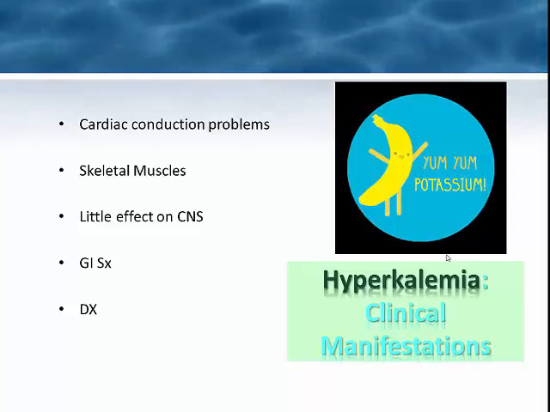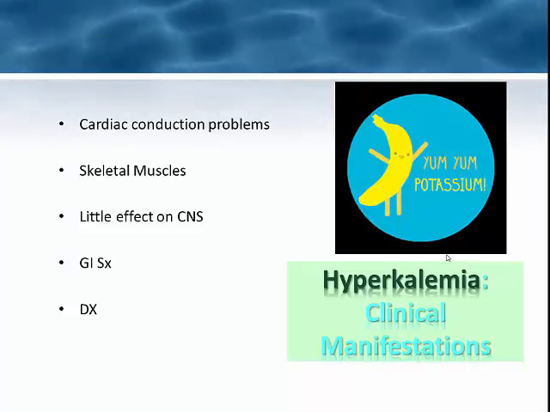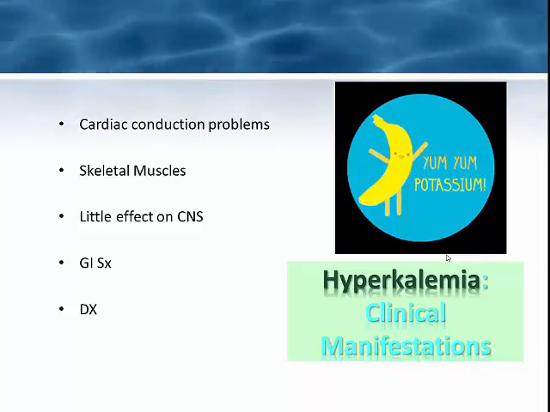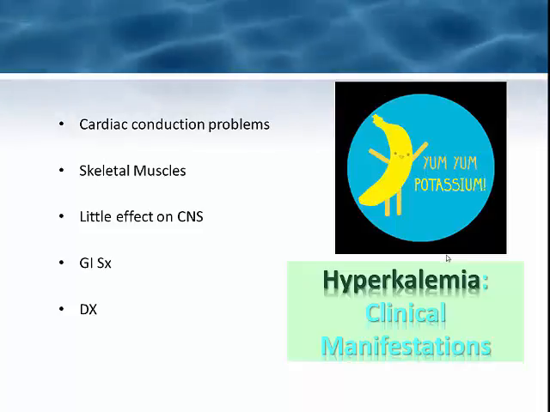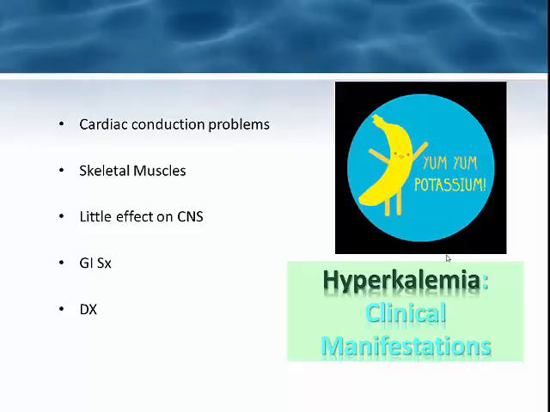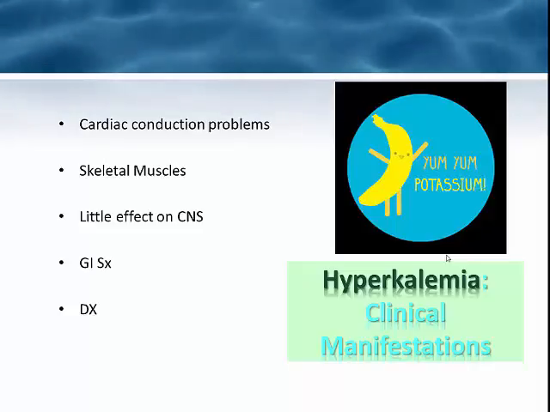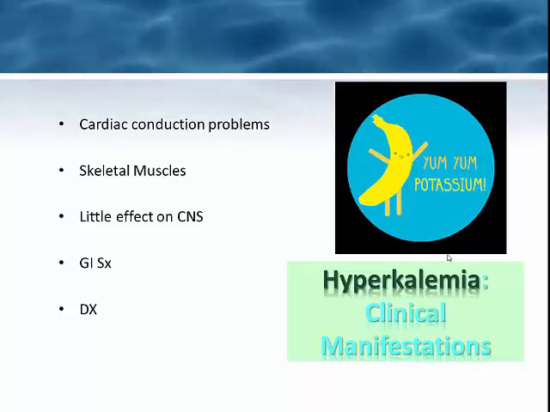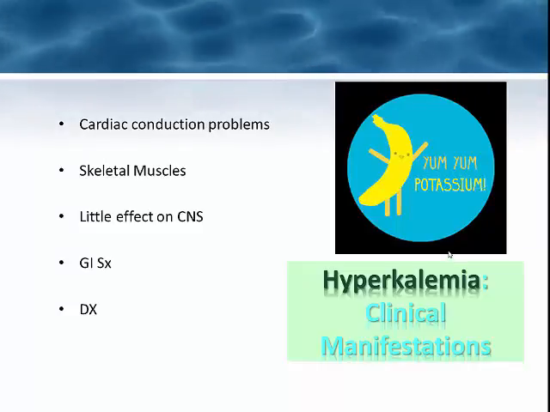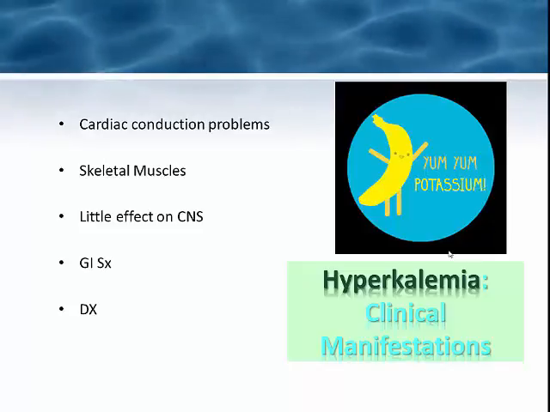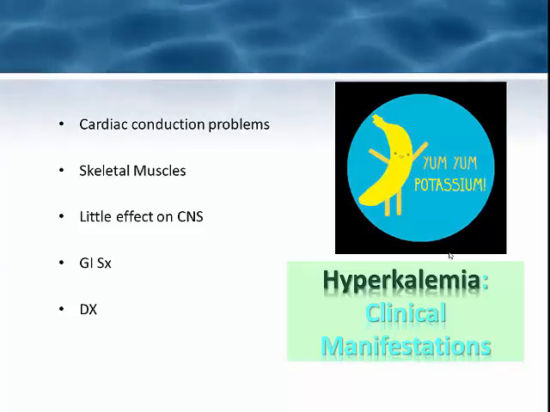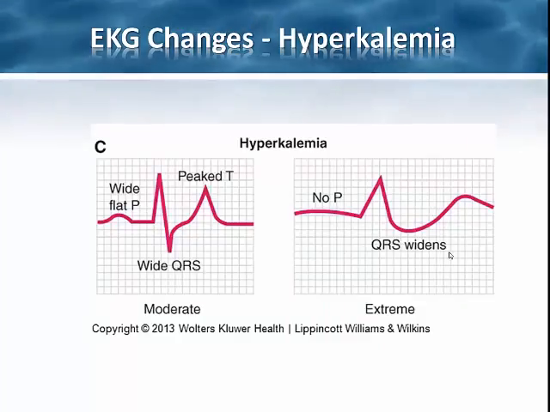Skeletal muscles become weak, and you can even have paralysis. There's really little CNS changes here. You do have GI symptoms of nausea, intermittent intestinal colic or cramping, and diarrhea. Diagnosis is made through lab results, EKGs, and often an ABG that reveals metabolic acidosis. Remember those things we're going to be learning about? That would be one of the diagnostic tests.